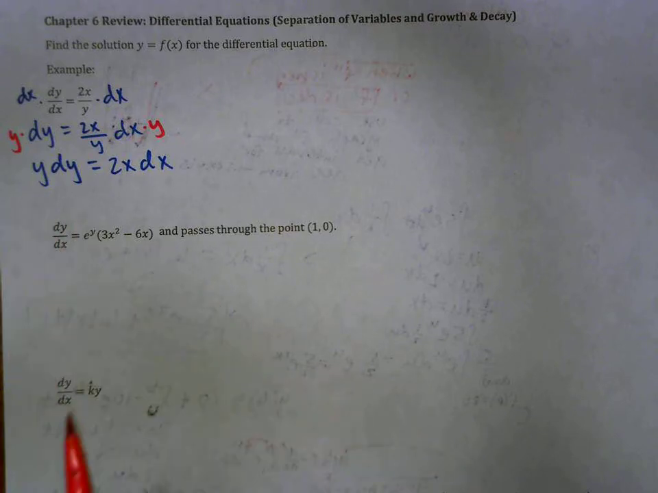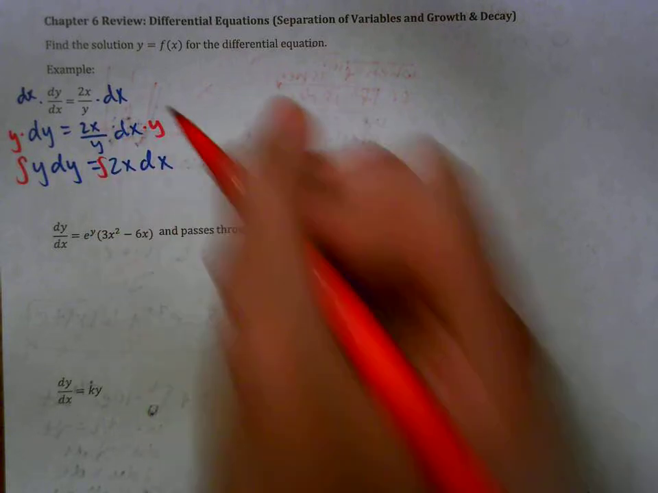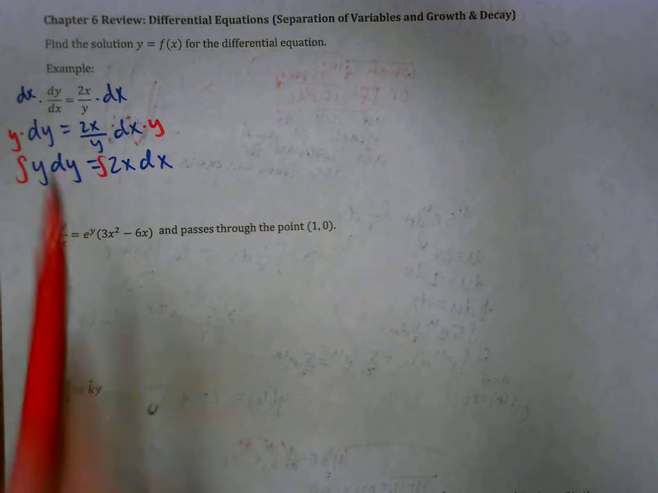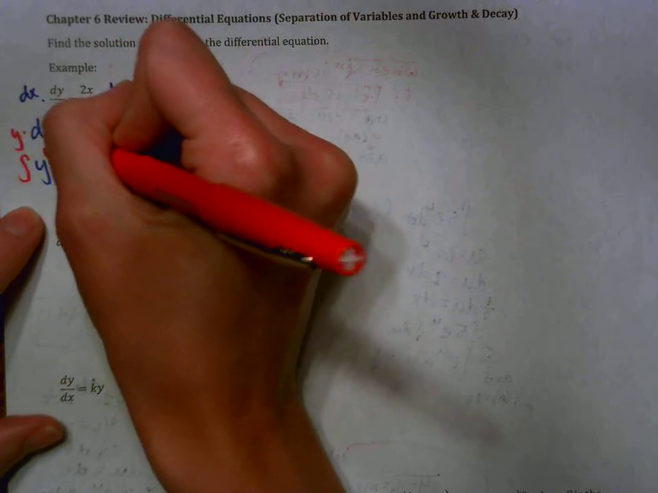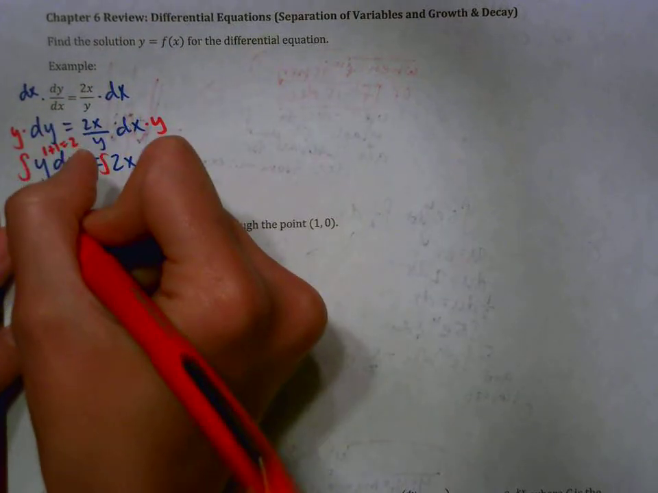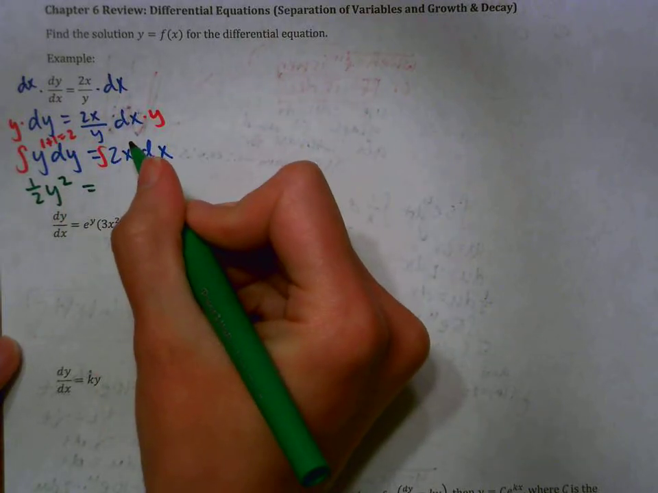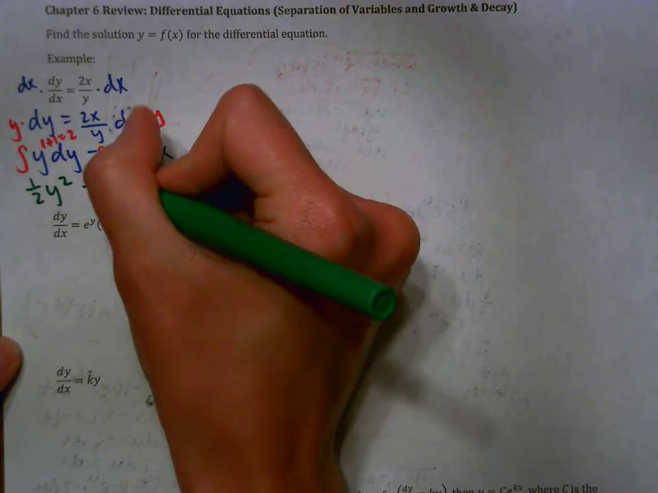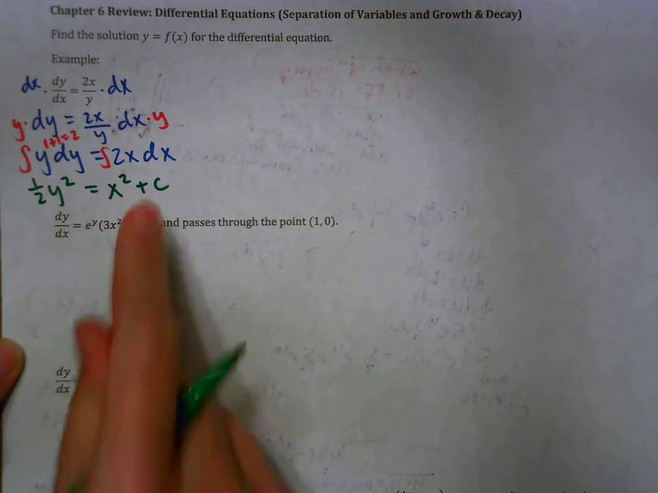So now that we collected our y's on the left, our x's on the right, we're ready to integrate each side. So now we're integrating y with respect to y. So how do we integrate? We add 1 to the exponent and divide by the new exponent. So that would become 1/2 y squared equals this side. That's a 1, add 1 is 2, divide by 2, that just becomes x squared. And on the x side is where you put your plus c. Do not put it on the y side, only on the x side. You only need 1 plus c.